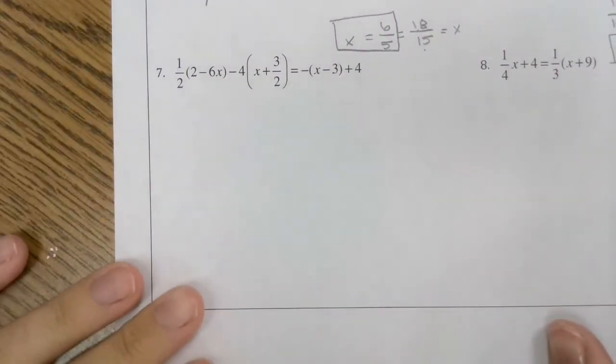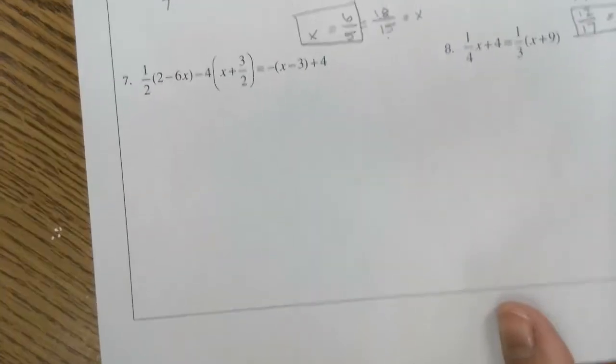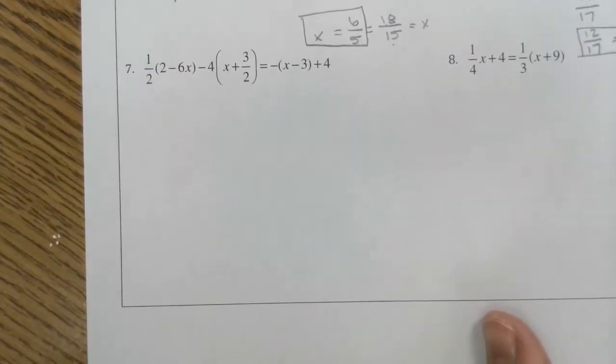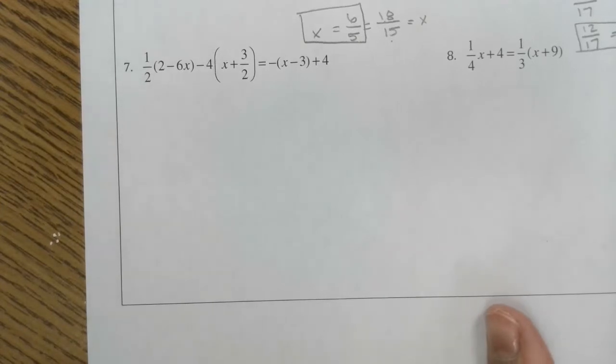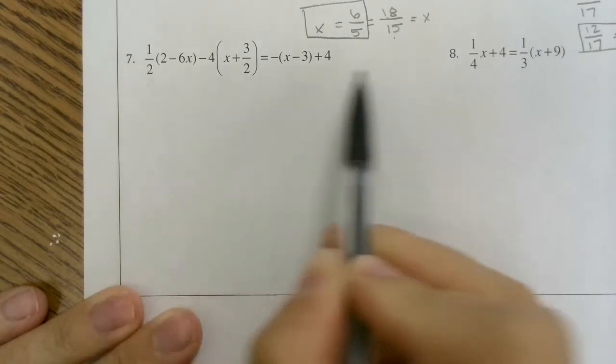Okay, group, the last two challenge problems. Let's tackle these. So, number 7 here, it looks like there's a lot going on, but don't get intimidated by these. You just got to take things one step at a time. So we're going to start from the left and work our way over to the right.